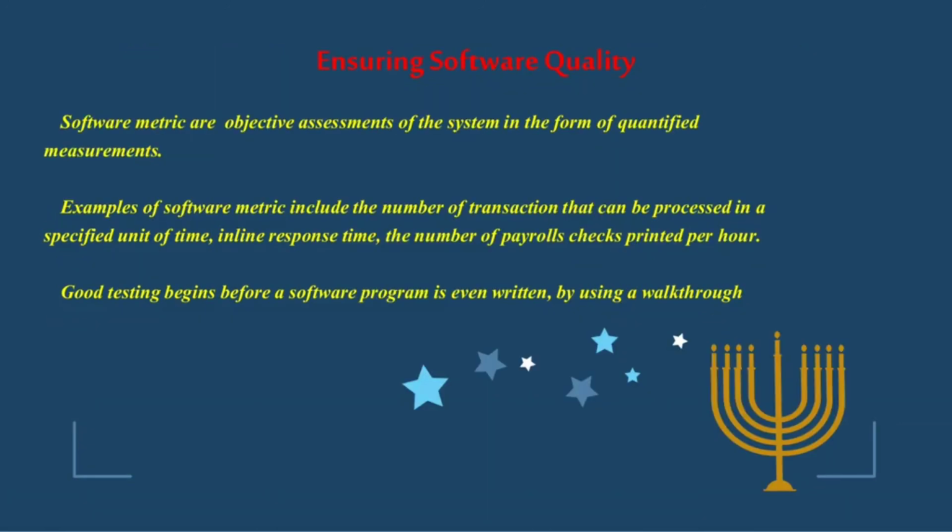Okay, lastly is number 7, which is ensuring software quality. The first one, software metrics are objective assessments of the system in the form of quantified measurements. Number 2, examples of software metrics include the number of transactions that can be processed in a specific unit of time, online response time, and the number of payroll checks printed per hour. Then good testing begins before a software program is even written by using a walkthrough.